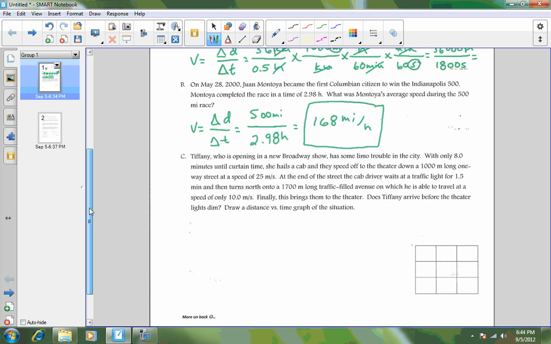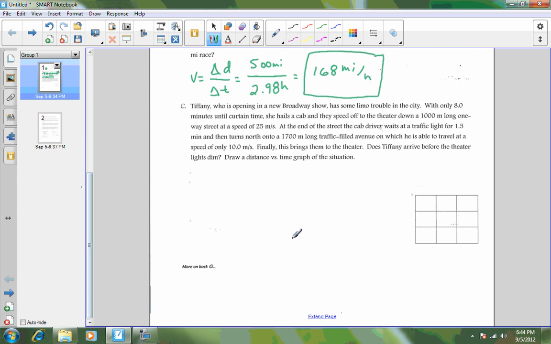Example C is a bit more difficult, and I like this example because we can use it to review graphing. So I put a grid for a graph in here. Let's read the problem.